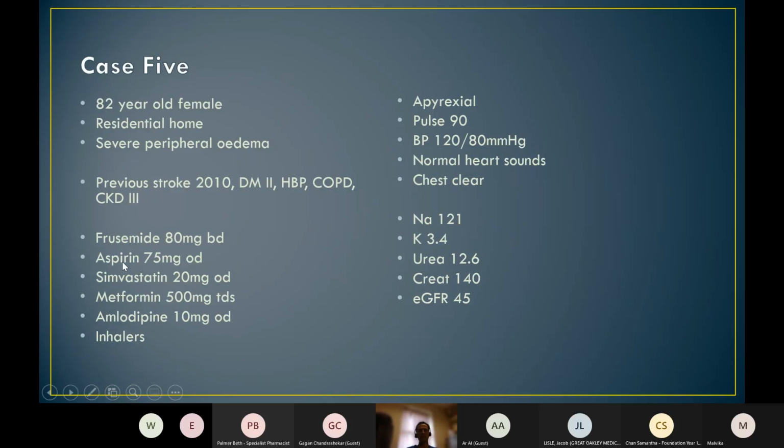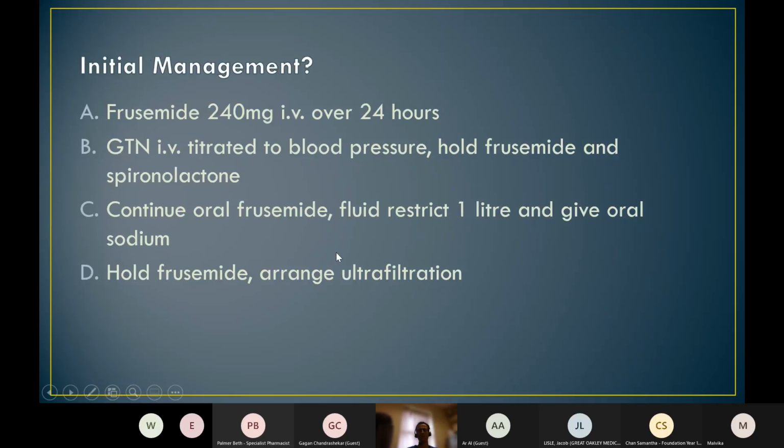If she were on spironolactone, that would certainly be a drug to stop, but she's not on spironolactone, so don't worry about that statement.